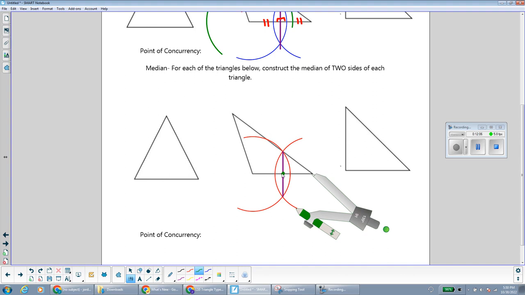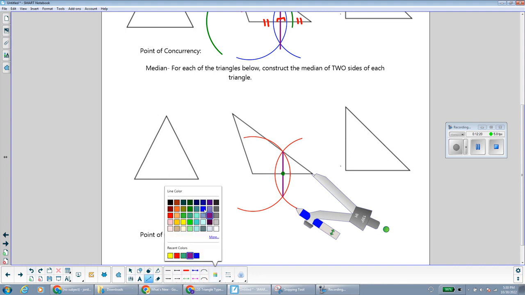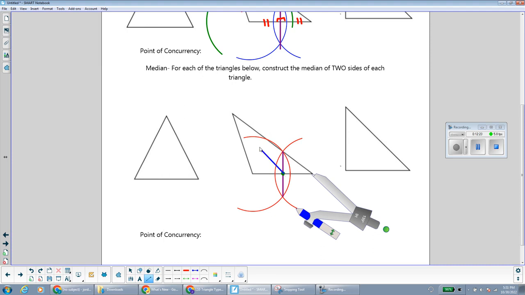Since this is the halfway point of the side, that's the midpoint. And in order to make my median, I'm going to use blue for the medians. I'm just going to use my straight edge to connect my midpoint to the opposite vertex of the triangle. And there I have a median.